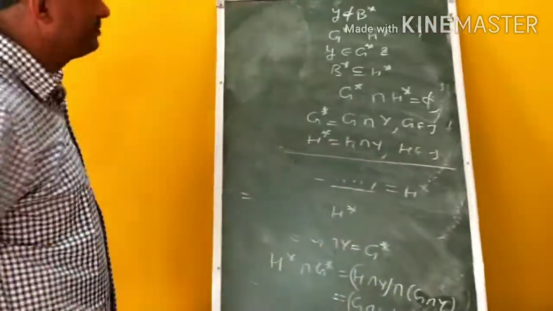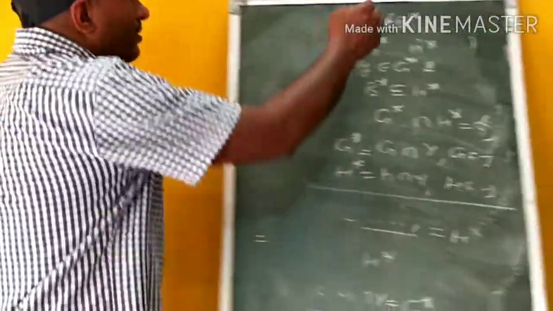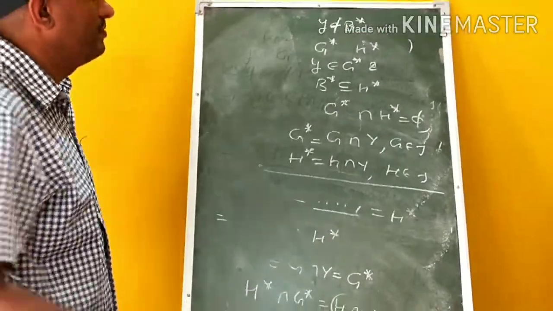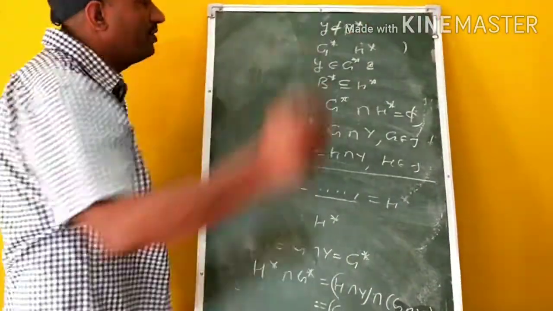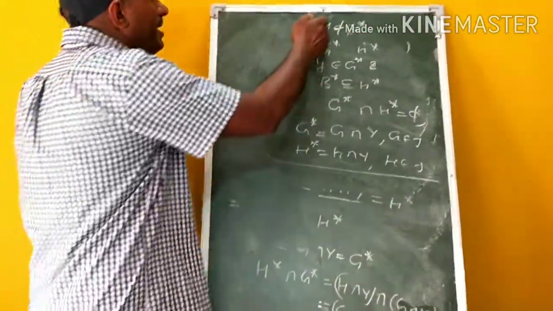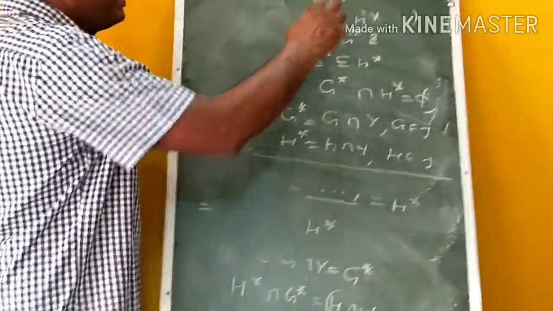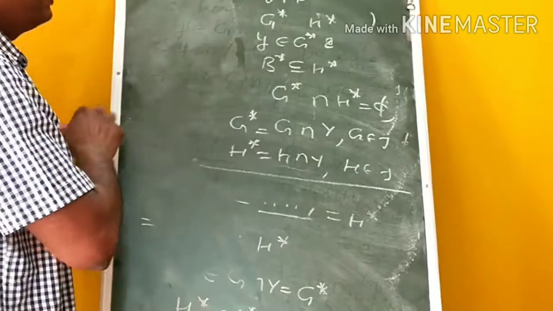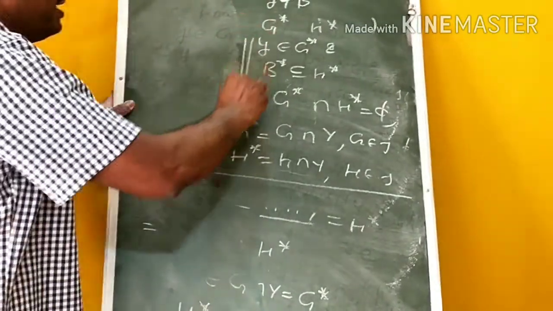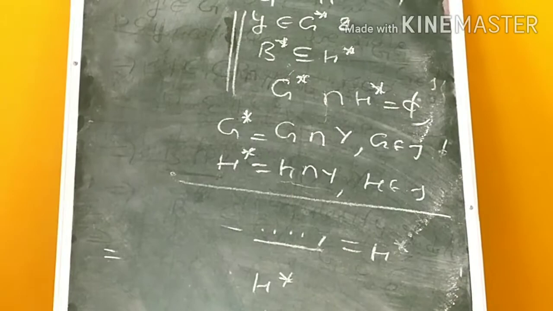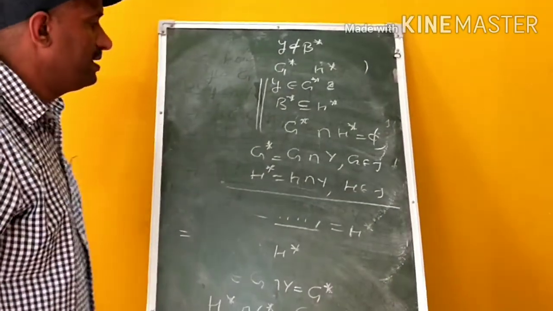Hence we have proved for a closed set B star which is in the Y, T star topology and element Y does not belong to B star, we find two disjoint open sets G star and H star which hold this condition. Hence we say (X, T), a subspace of a regular space, is regular.